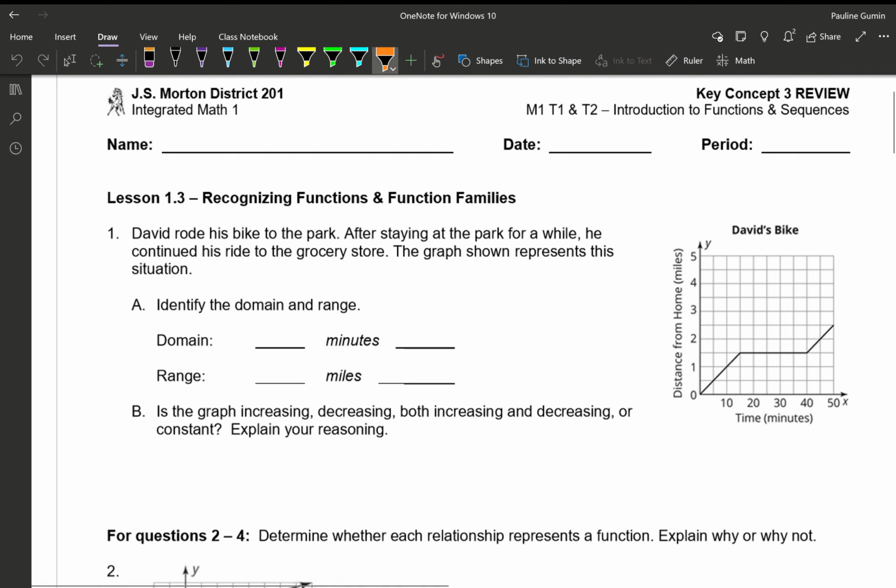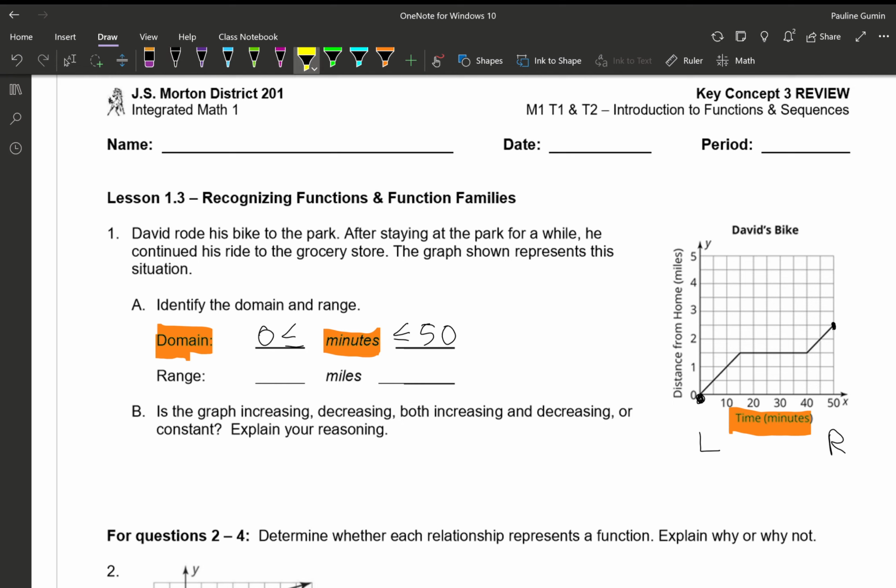Now, the domain has to do with the x-axis, which in this case are our minutes, so they happen right here. So I'm only going to look from left to right, depending on where my graph starts and stops. So my graph starts right here on the left, and then I trace my pen, it ends right here on the right. So it looks like we're going from 0 to 50 minutes.